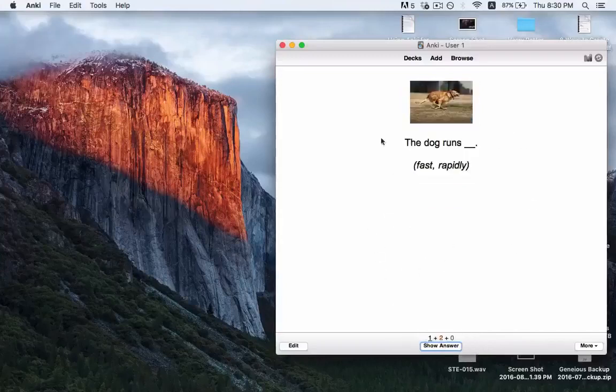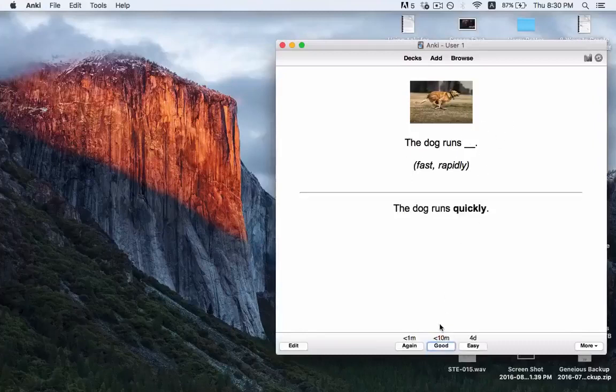It'll come back. Again, another adjective. So the dog runs something. Picture of a dog running really, really fast. The synonyms are fast and rapidly, so it can't be either of these words, but it is another word that means both fast or rapidly. Quickly. The dog runs quickly. So there we go.